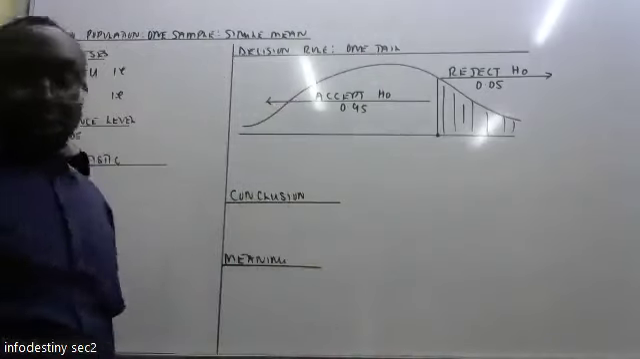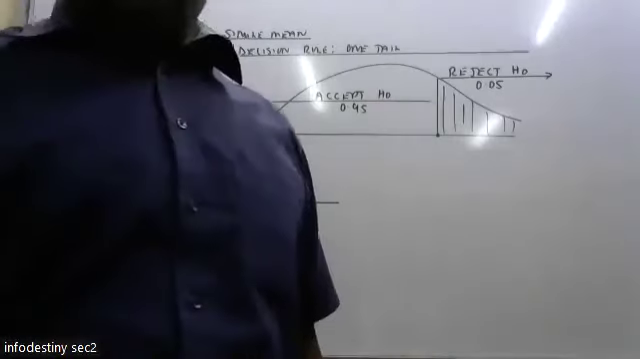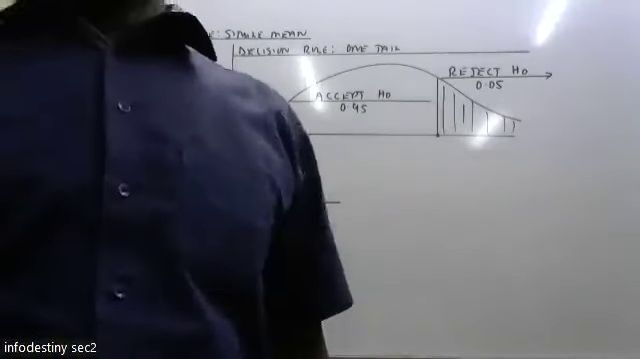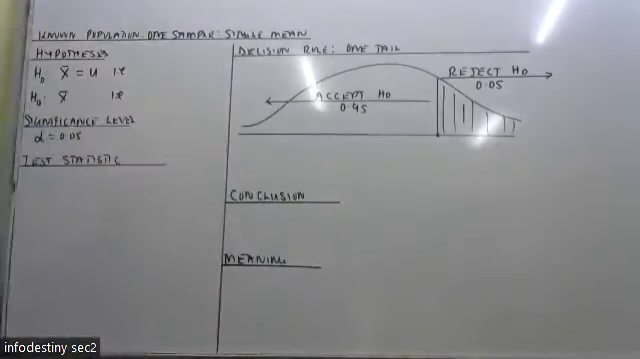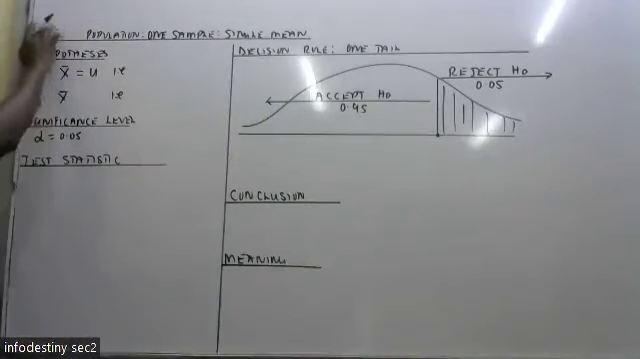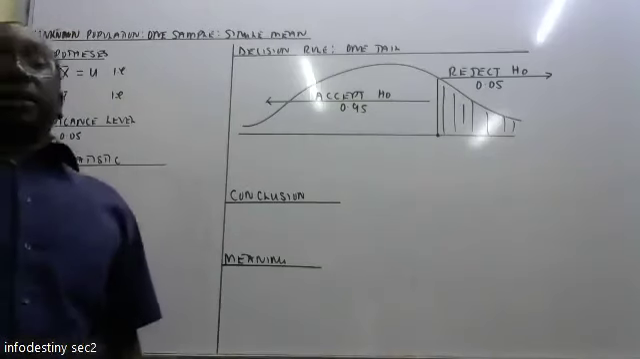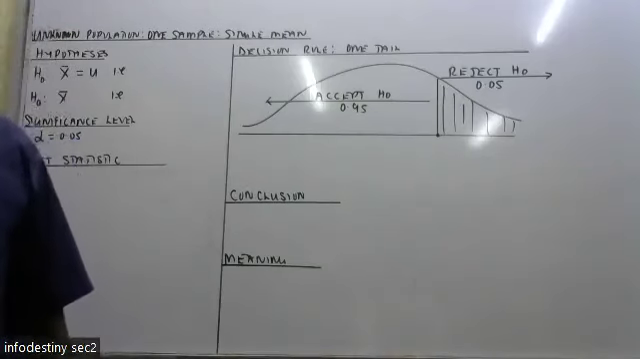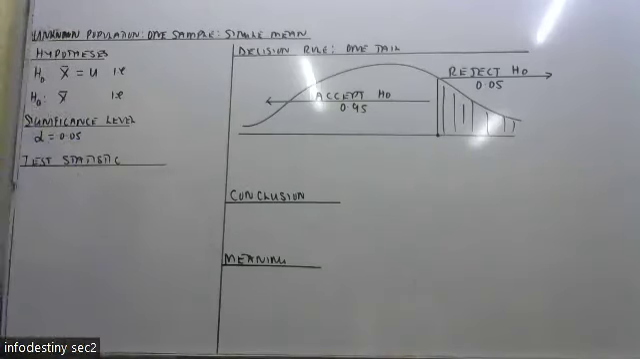Thank you, that's good. So is the population known or unknown? It is unknown. Good. So it is a case of unknown population. Unknown population.